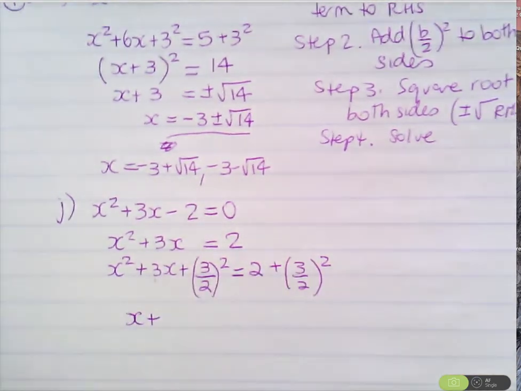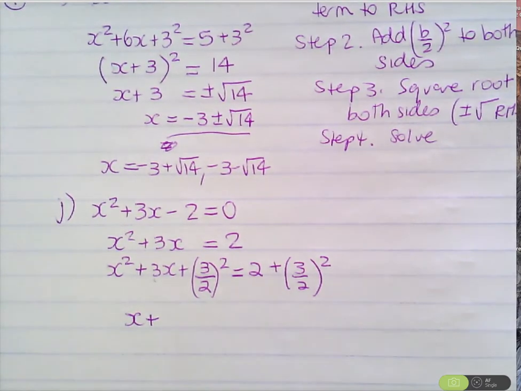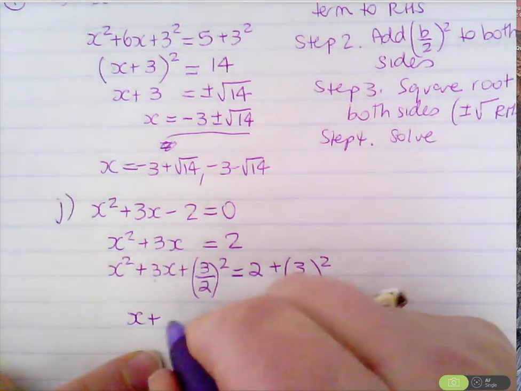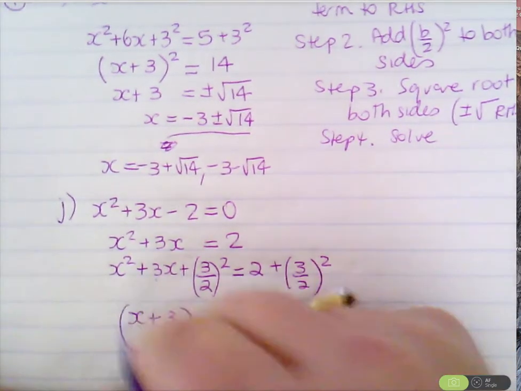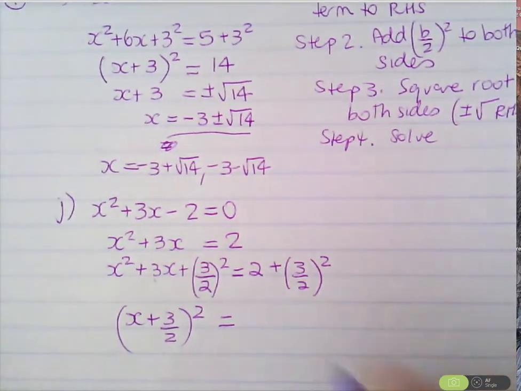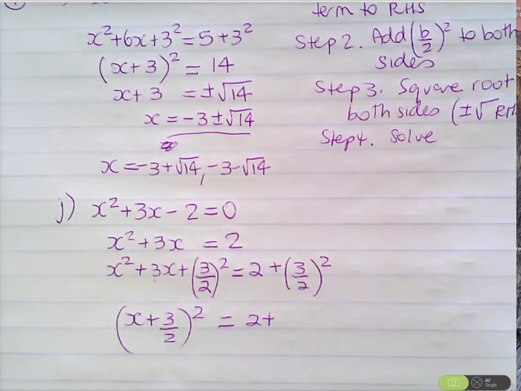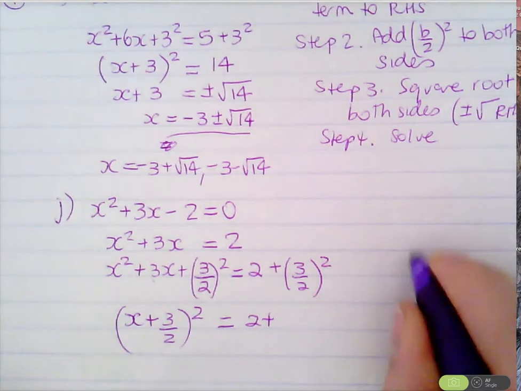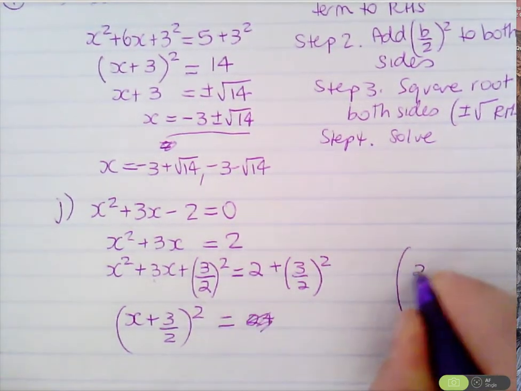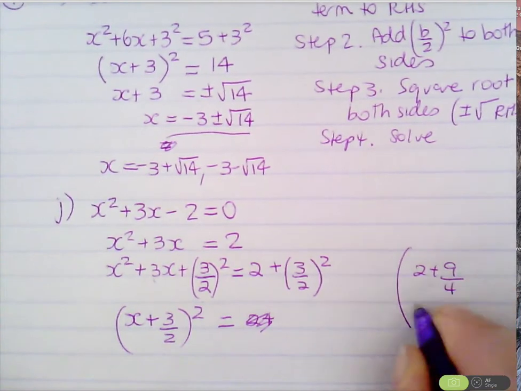How do I write this perfect square here? And why do I keep it as 3 on 2? Because it helps you write the perfect square. It's going to be x plus 3 on 2, all squared, equals, this is 2 plus, what's that? What's 3 squared? 9. You know what? I'm going to work that all out over here, actually. 2 plus 9 on 4, which is what?